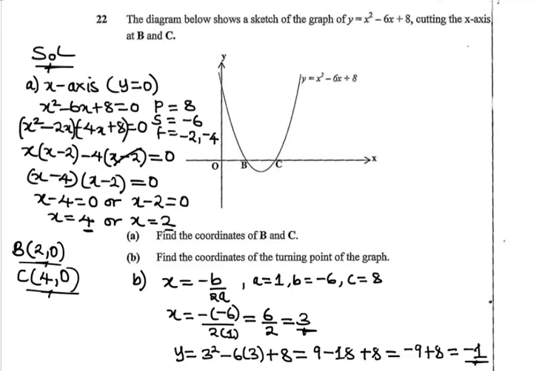So the solution to this question would be that, for B, continuation, the coordinates of the turning point are going to be as follows. The value of x is 3, then the value of y is negative 1. So this here is the solution to B, the coordinates of the turning point.